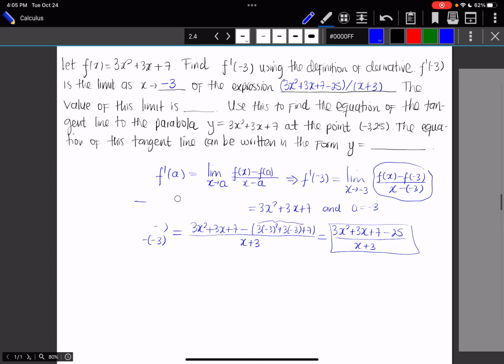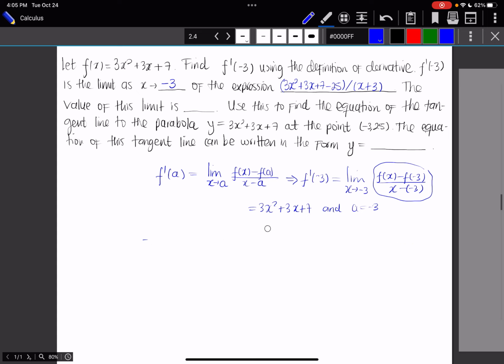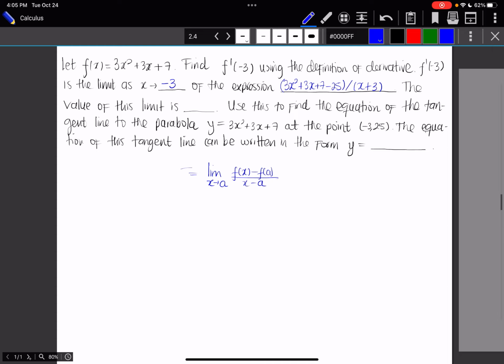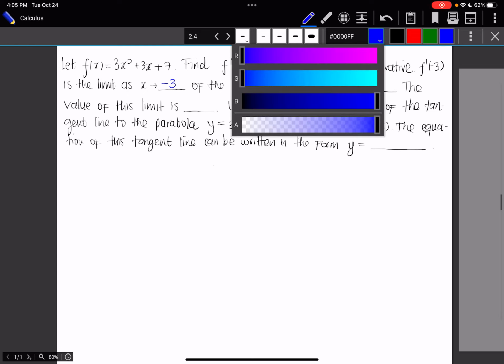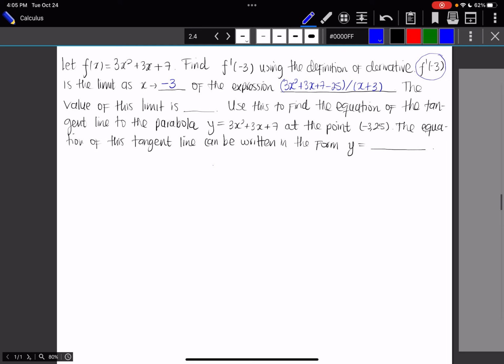Okay, so let's erase here. So far we have reviewed the definition of the derivative in terms of a limit as x approaches something, and what we have completed so far. So f prime of -3 is the limit as x approaches -3 of this expression right here. Now, the next thing we need to work on is we need to find a limit, because we need to complete this part of the sentence. We need to complete the value of this limit, and here we need to find a value.